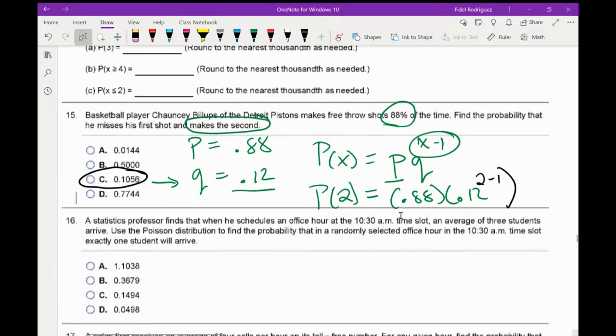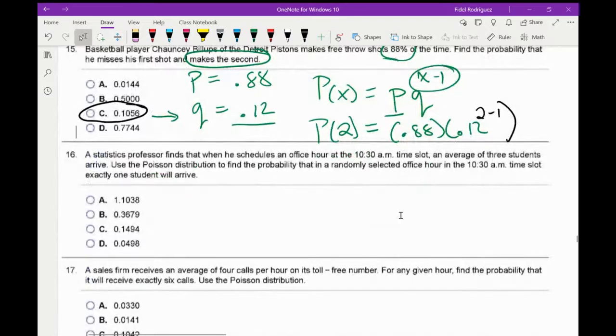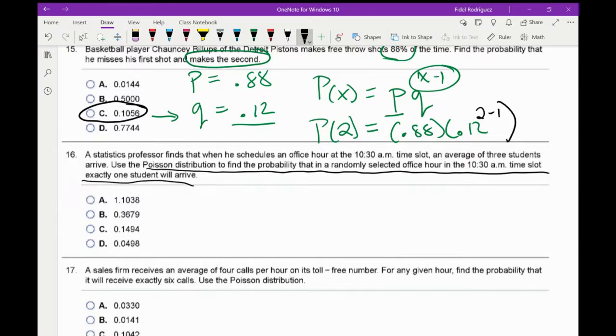Excellent. All right. So guys, number 16 says a statistics professor finds that when he schedules an office hour at the 10:30 a.m. slot, an average of 3 students arrive. Use the Poisson distribution to find the probability that in a randomly selected office hour in the 10:30 a.m. slot, exactly 1 student will arrive. What I like about this problem, guys, is it tells me directly we're going to use the Poisson distribution.